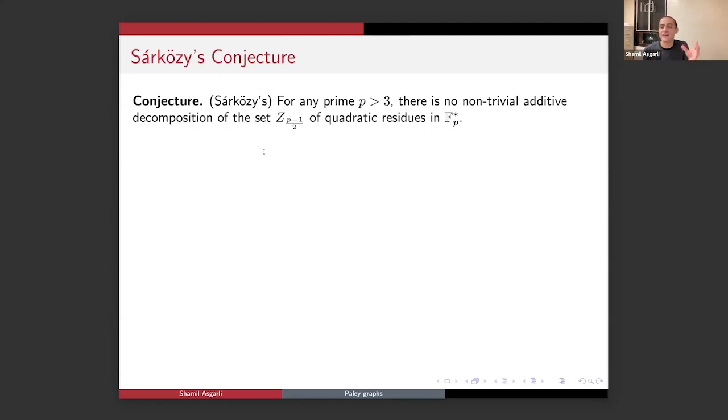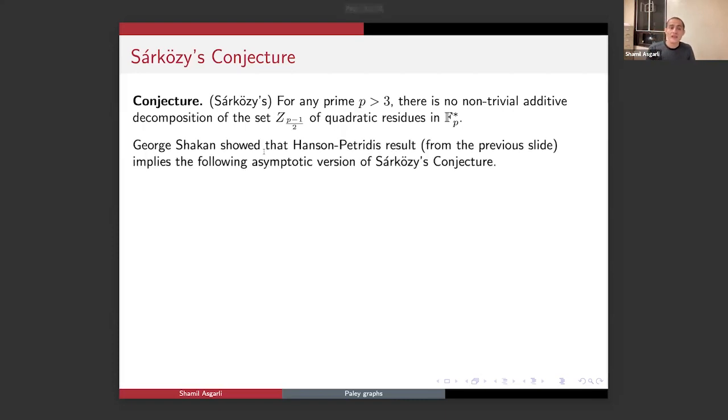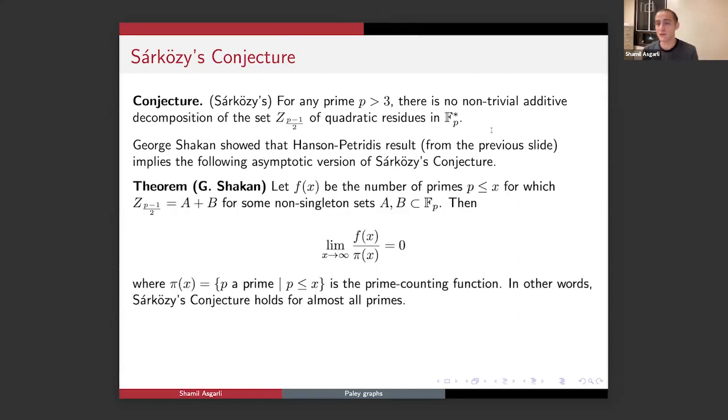You cannot write it in the form A plus B, where both A and B have size bigger than 1. And there's a very interesting observation that George Shakan made. Hanson and Petridis posted their preprint, and after that, Shakan observed something amazing that he could deduce from their result. Hanson and Petridis included Shakan's result in the latest version of their paper, and it appears in their introduction. And they of course credit Shakan for this observation.